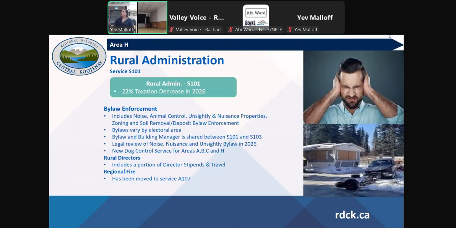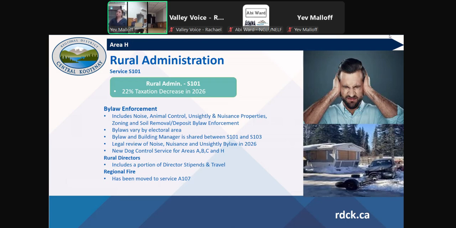Next is rural administration, Service S101. So this is just Area H. There's a 22% taxation decrease. This includes bylaw enforcement, noise, animal control, nuisance properties, etc. Bylaws vary by electoral area, so depending where you live, there will be a different set of bylaws. The bylaw building managers are shared between two services, which helps reduce some costs. There's some legal review of some of our bylaws happening this year, as well as some planning for new dog control services for areas A, B, C, and H.